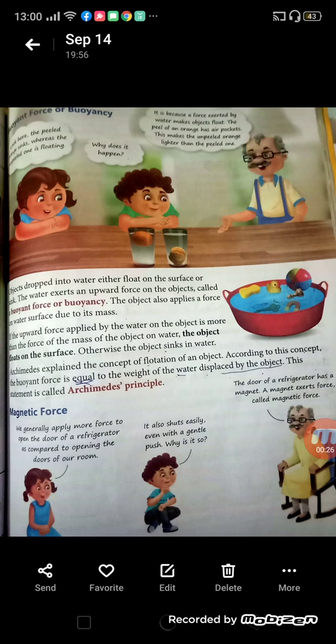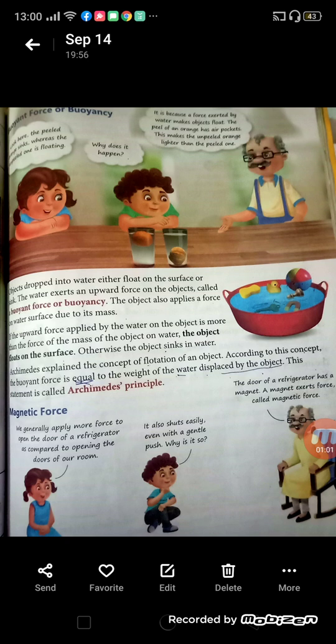Okay beta, what you have to do? You have to collect a tub, a very small water bathtub, you can say. If you do not have one, you can take a big bowl from the kitchen, and many small light objects, like a ball, any soft toy, a scale, and you have to collect one orange. Okay, and then now start the activity.